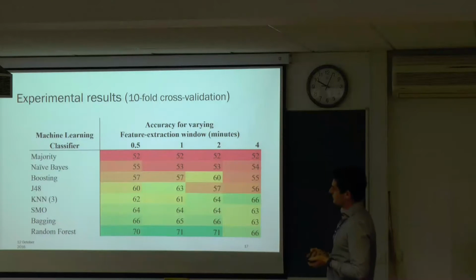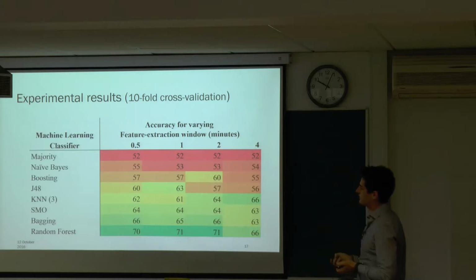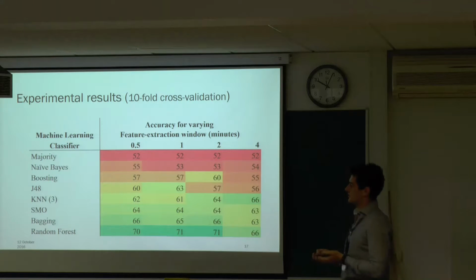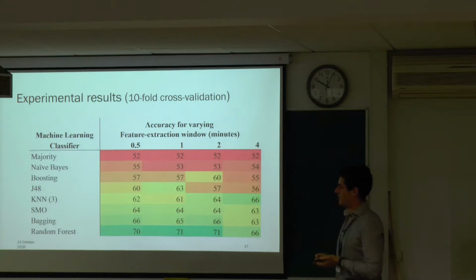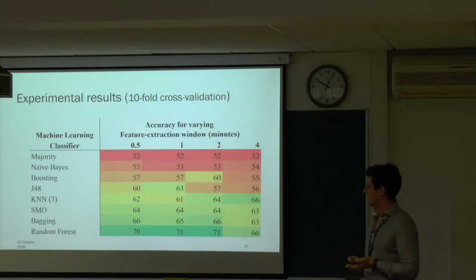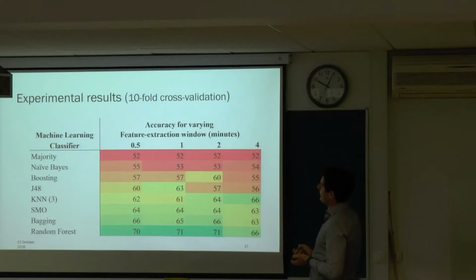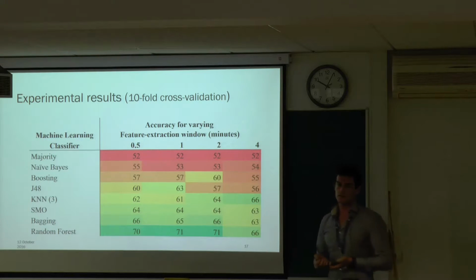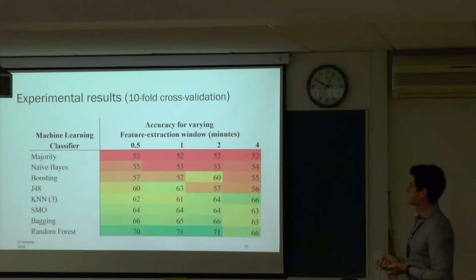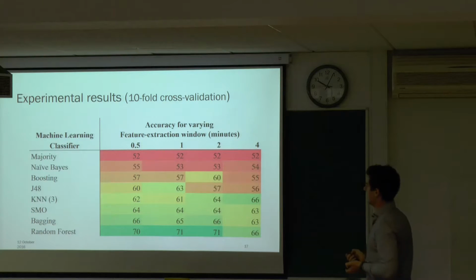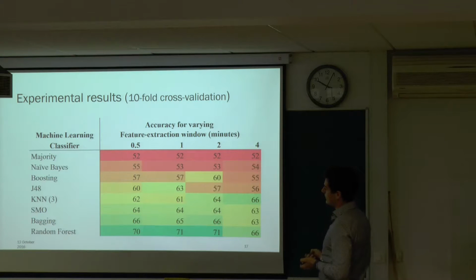So we performed experiments with several machine learning algorithms. Here we have the majority class, then naive Bayes, boosting, J48, KNN, SVM, bagging, and random forest. Each column represents the length of the window which was used for extracting the features. So we have 30 seconds, 1 minute, 2 minutes, and 4 minutes. And the numbers here represent the accuracy of each of the models.